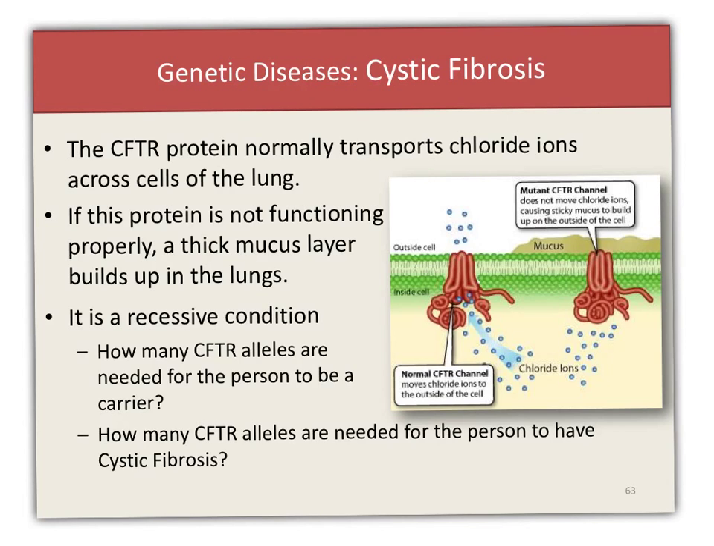How many CFTR alleles are needed for a person to be a carrier? Remember, this is a recessive. So recessive, you need 2. How many, sorry, my mistake. To be a carrier, all you need is 1.